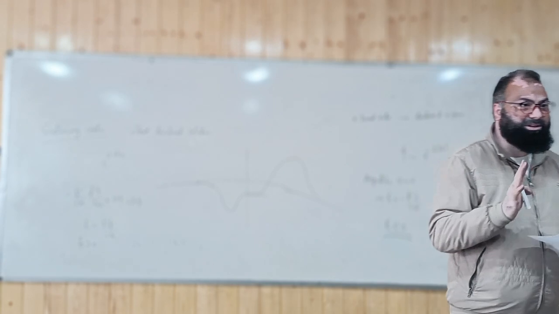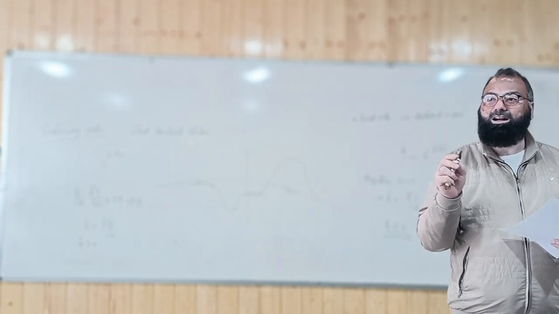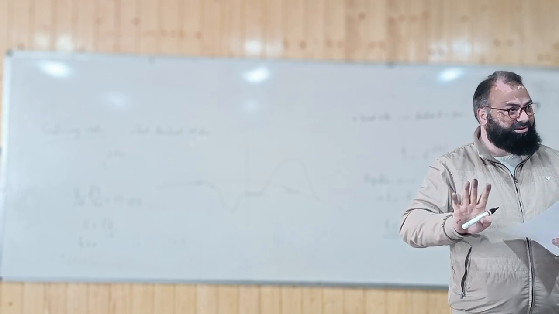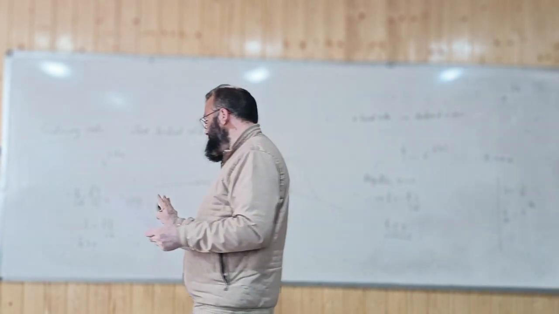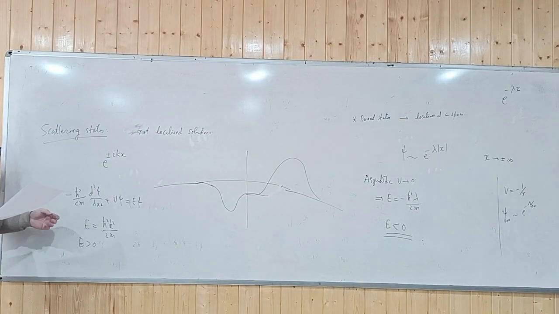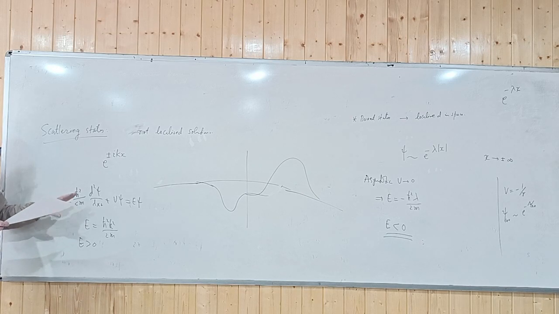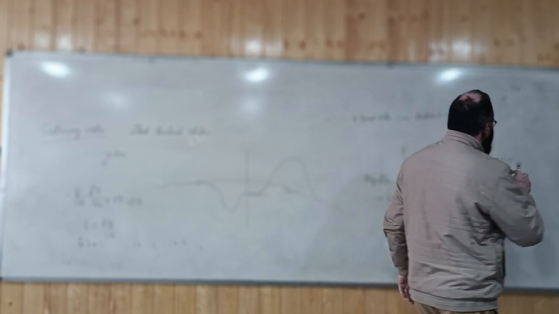So the energy should be larger than that. Rather, energy has to be positive. For positive energy solutions, you will always get the scattering states. So you should not confuse. Let's say for the harmonic oscillator, energy is positive. You should not confuse yourself. Let me clarify this very point.